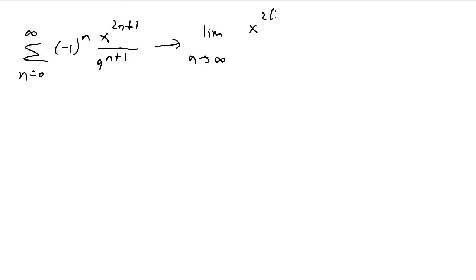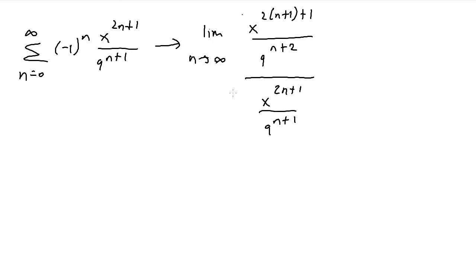So we have x to the 2 times n plus 1 plus 1 over 9 to the n plus 1 plus 1, which is 9 to the n plus 2, over just our regular sequence. So x to the 2n plus 1 over 9 to the n plus 1. So the absolute value of the entire thing. And remember, we're taking the absolute value so we can always eliminate the alternator in the series, and we don't need to include that.